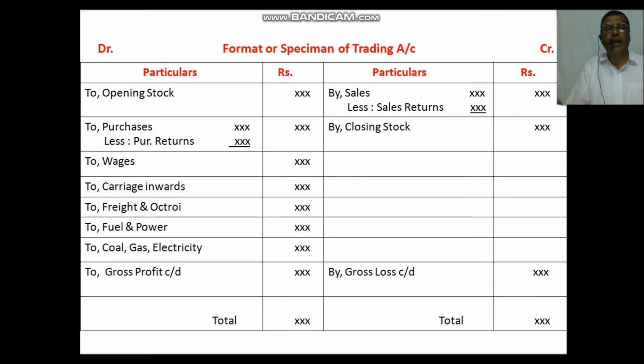Production expenses, then direct expenses. Direct expenses are entered in the trading account. Production expenses and direct expenses, direct costs are entered on the debit side of the trading account. Lastly, closing stock. By closing stock, that is entered on the credit side.